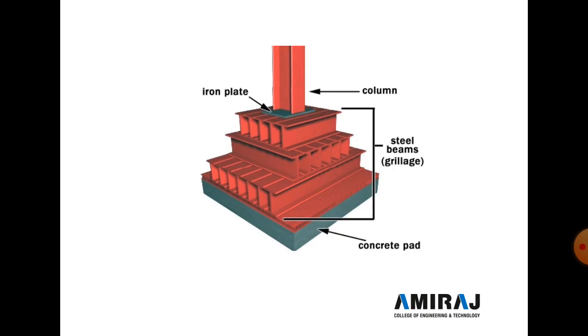In this figure, a grillage foundation is seen. Here I sections of the steel structure are provided, and all the I sections are set at a right angle to each other. A steel beam or steel grillage is provided above the concrete pad, and the column is raised on an iron plate, and the iron plate is fixed to the steel beam or steel grillage.